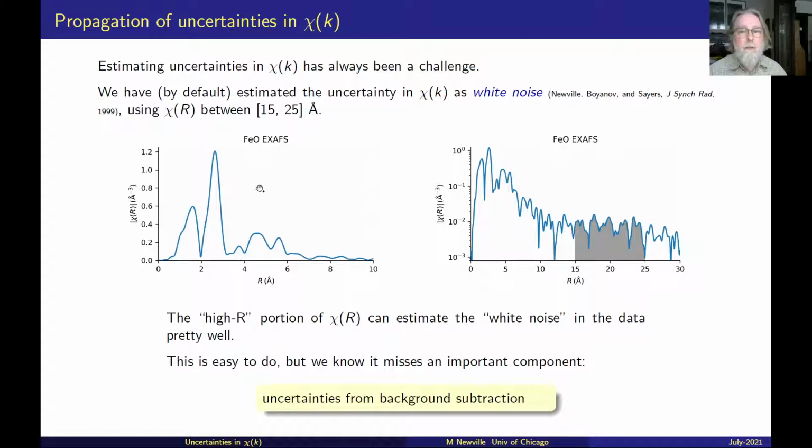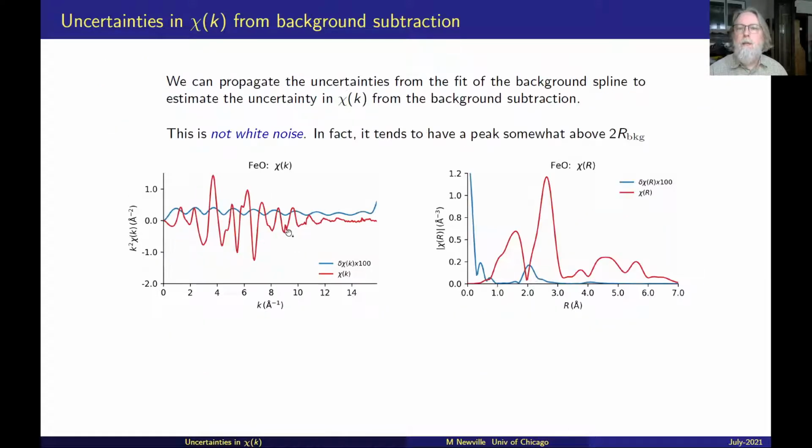That's part of the uncertainty in what chi of k is. In fact, if I propagate the uncertainties from the fit, that is, we've fitted some spline coefficients to get the background, we can get uncertainties in those spline coefficients and then propagate those for what would be the uncertainty in chi of k itself. And we can do that.